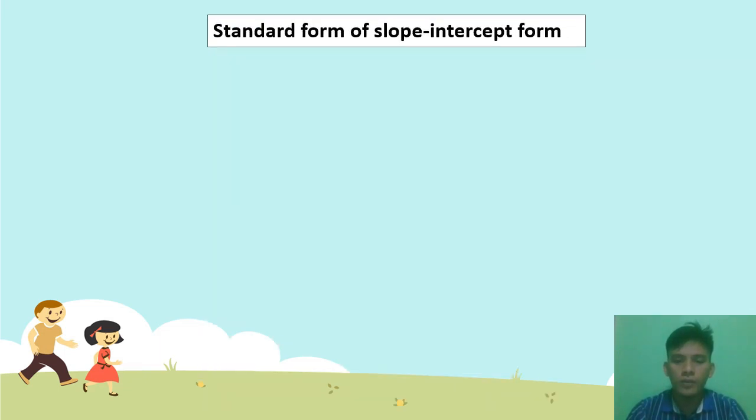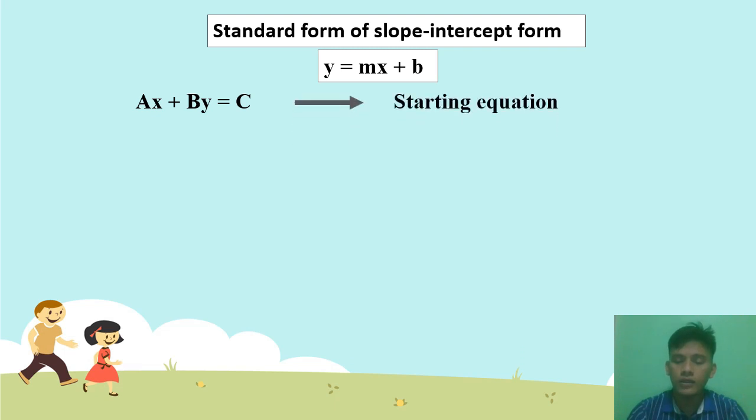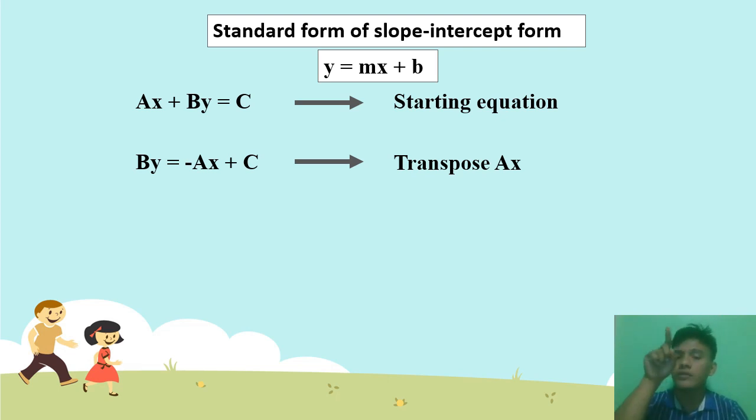Standard form to slope-intercept form. The formula for that is y is equal to mx plus b. Don't forget the formula. ax plus by equal to c will be our starting equation. Transpose ax to the other side, so the remaining will be by. Positive ax, when you transpose it to the other side, will turn to negative ax.